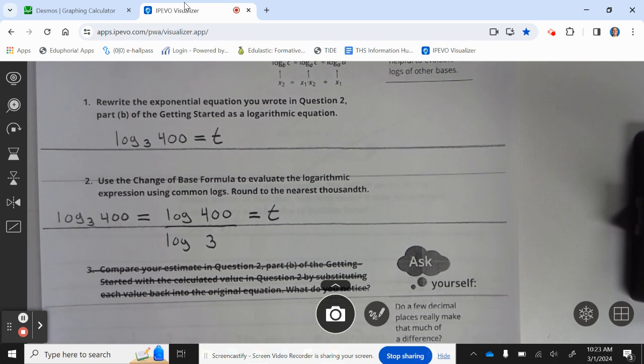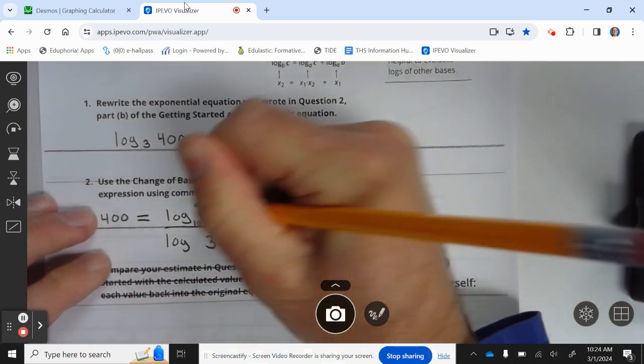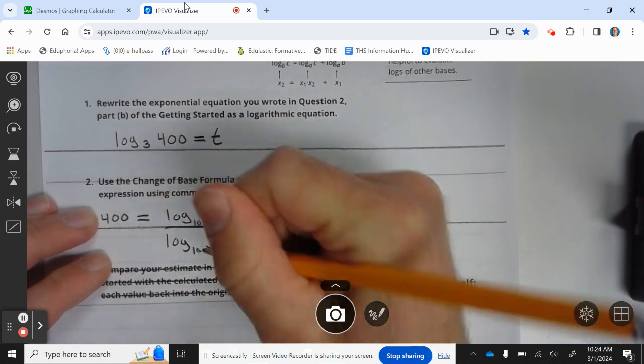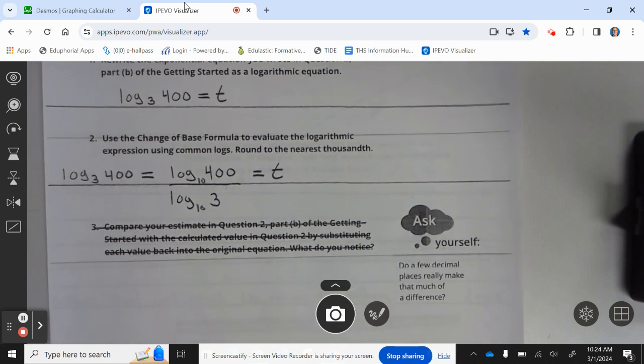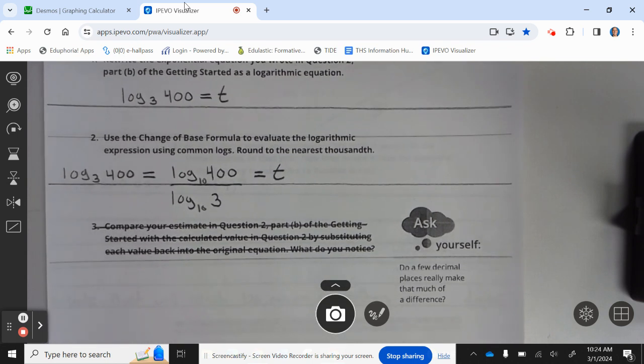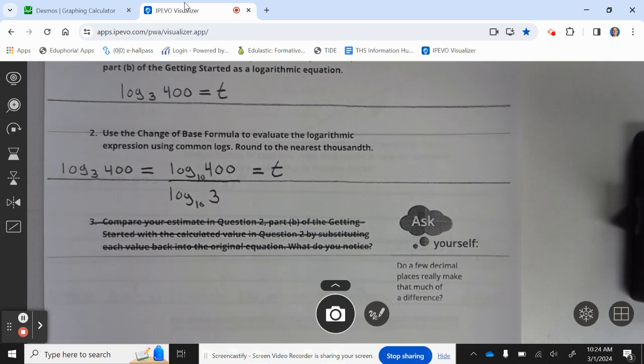2, use the change of base formula to evaluate the logarithmic expression using common logs. Round to the nearest thousands. Log base 3 of 400 equals log base 10 of 400 divided by log base 10 of 3 equals t. Go ahead and mark out 3. Let's take a look at the next page.